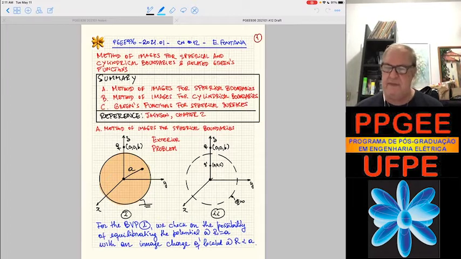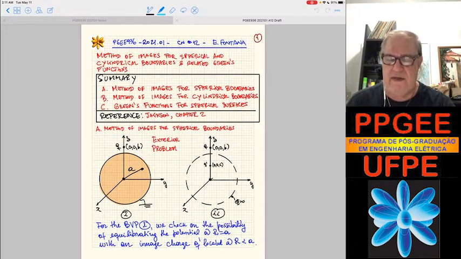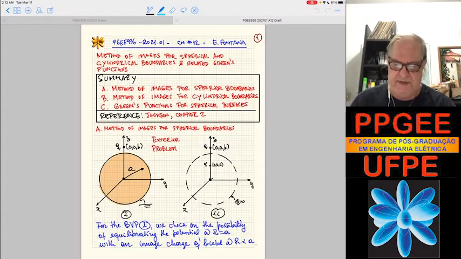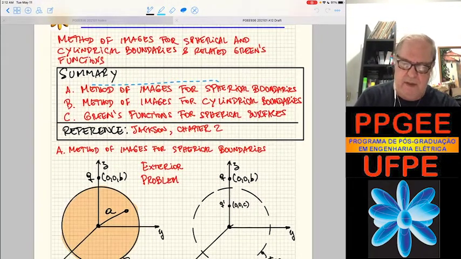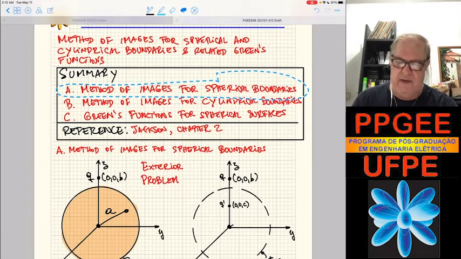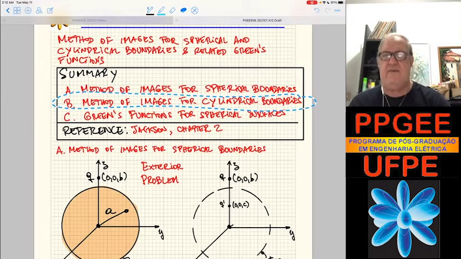Now we have the method of images for spherical boundaries. The situation is going to be a little bit different in terms of the magnitude of the charge of the method of the image charge. So, in summary, we're going to talk about the method of image for spherical boundaries and also for cylindrical boundaries.